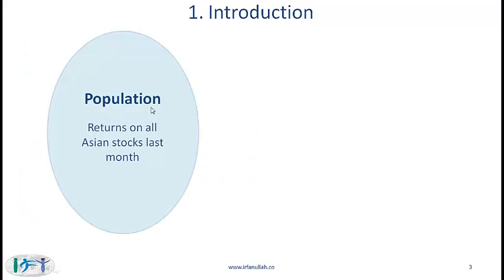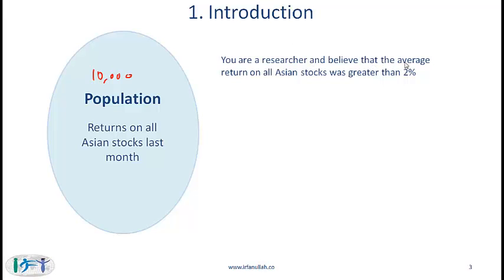Let's say you have a population which consists of returns on all Asian stocks last month. Assume for a moment that there are about 10,000 publicly listed stocks in Asia. So that means that you have 10,000 numbers. You are a researcher and believe that the average return on all Asian stocks was greater than 2%.